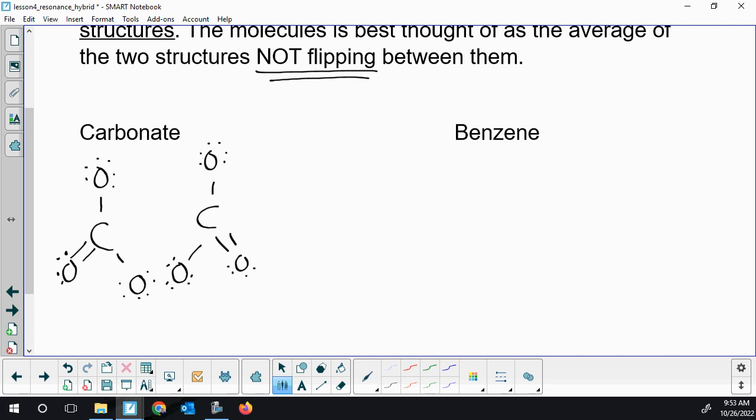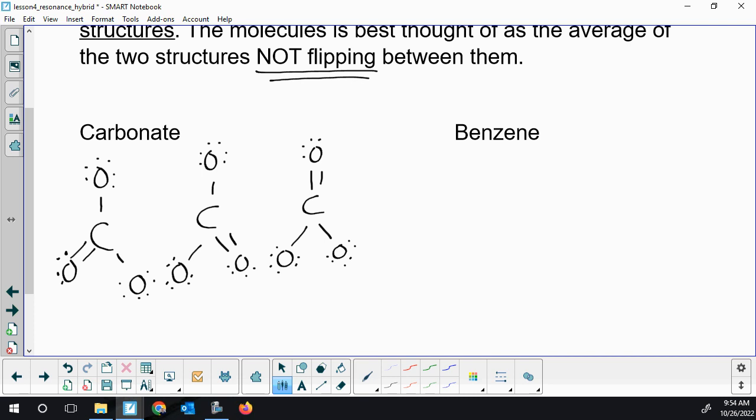And it would be equally valid if I'd done it from the top, if I'd pulled a lone pair from the top and made the double there. And because they're all equally valid, same formal charge everywhere, octets everywhere, all three of these we call resonance structures. The best way to think of carbonate is the average of all of these.